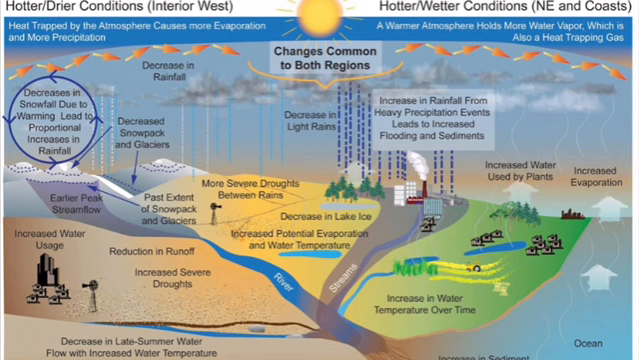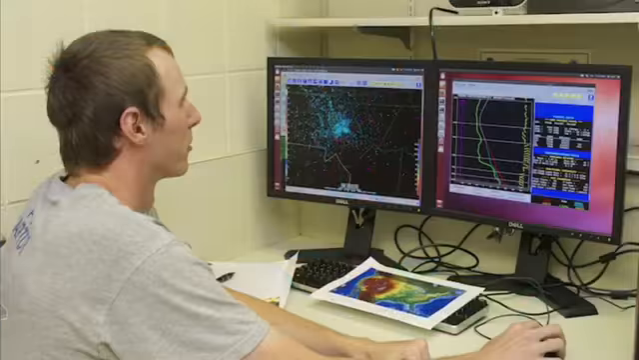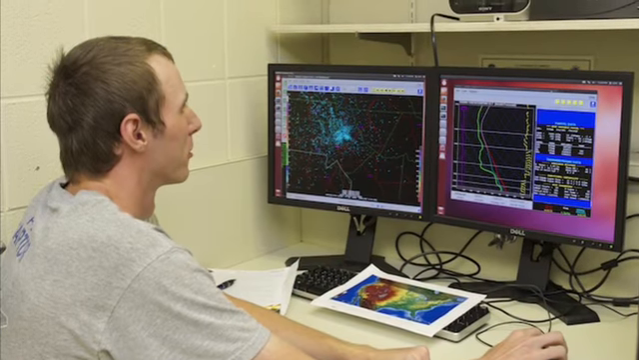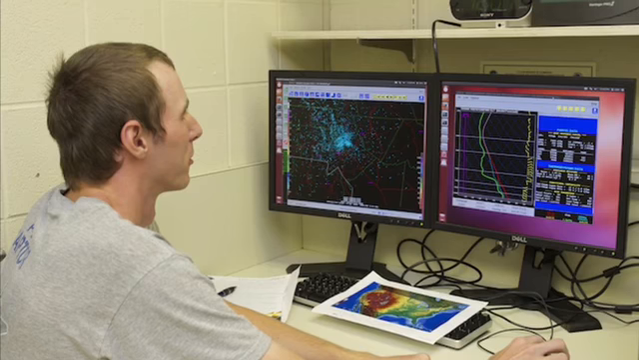Here's a diagram detailing exactly how this happens. If you'd like to look at it in depth, please pause the video. There are a lot of disciplines that are working on researching this issue, including meteorology, chemistry, and biology.